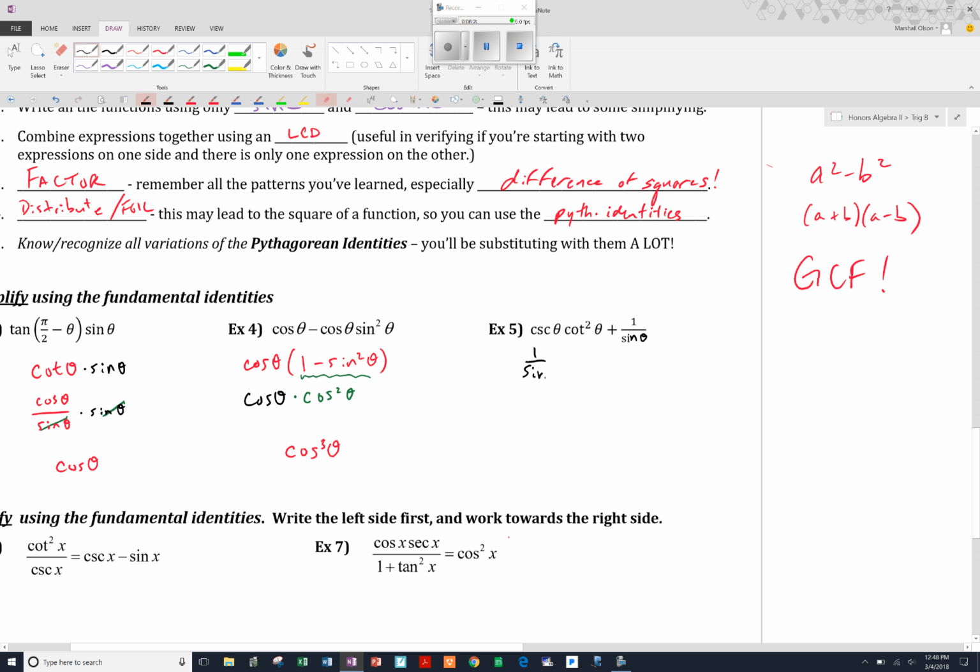So I'm going to call that 1 over sine. Cotangent squared, I'm going to call cosine over sine, both squared. And I'm going to leave that as 1 over the sine of theta. Okay, and I'm going to multiply these first two factors together. That would give us cosine squared over sine cubed.